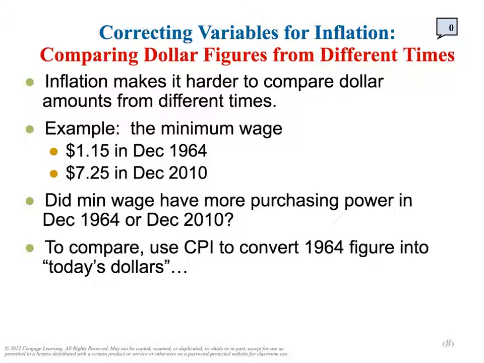Okay, one way we can use real and nominal is to try to compare different dollar amounts at different times. For example, in looking at the minimum wage of $1.15 in 1964 versus $7.25 in December of 2010, one of the things we're interested in is whether $1.15 in 1964 is equivalent to $7.25 in 2010. In order to do that, we have to use a formula. There is also a calculator on the Bureau of Labor Statistics site which allows you to do this as well. But let's go ahead to the next slide and take a look at the formula.